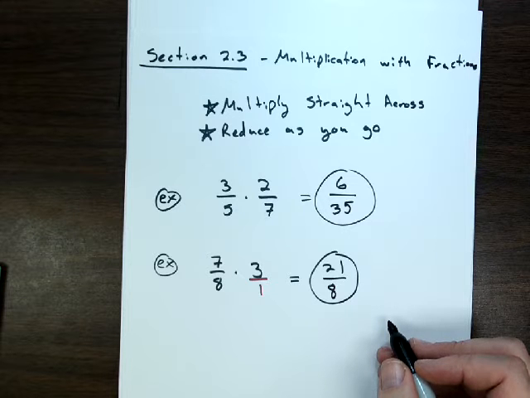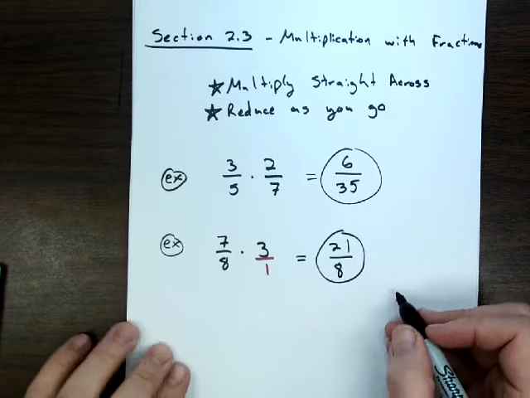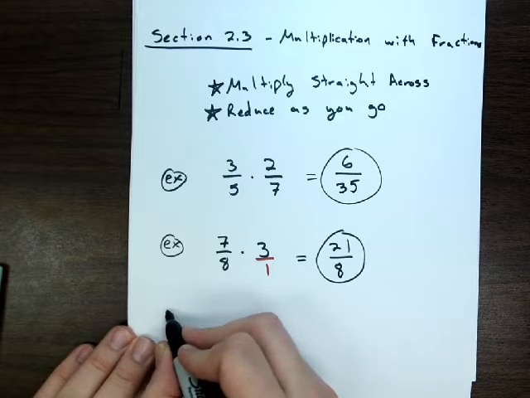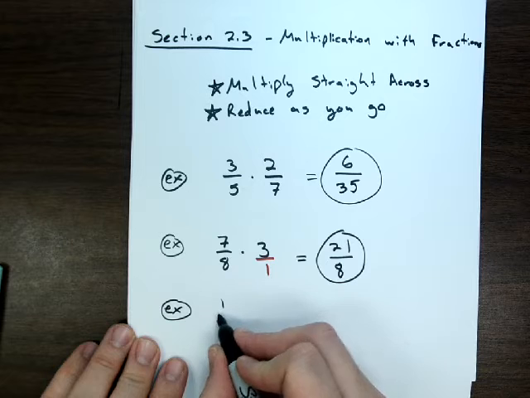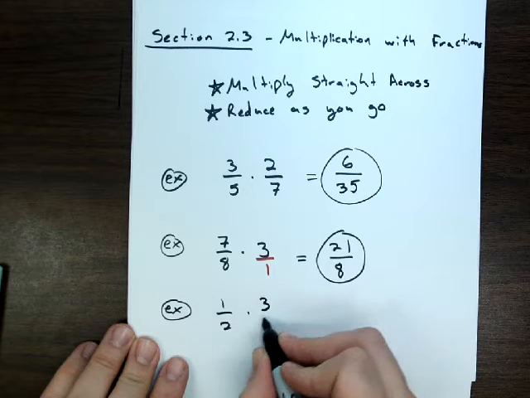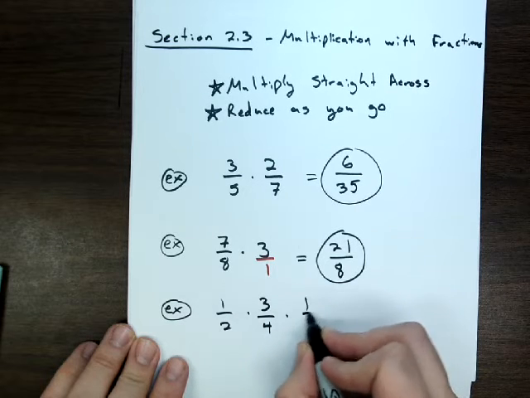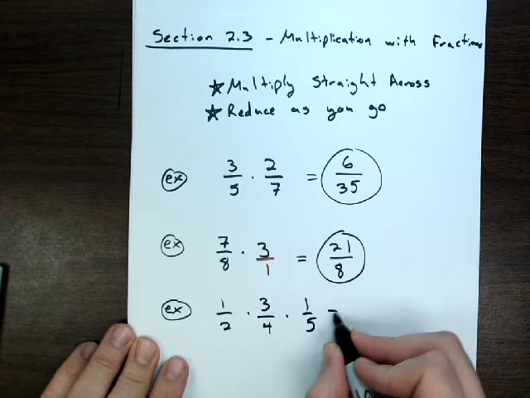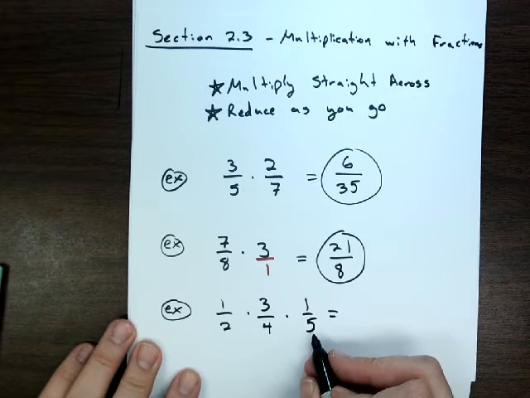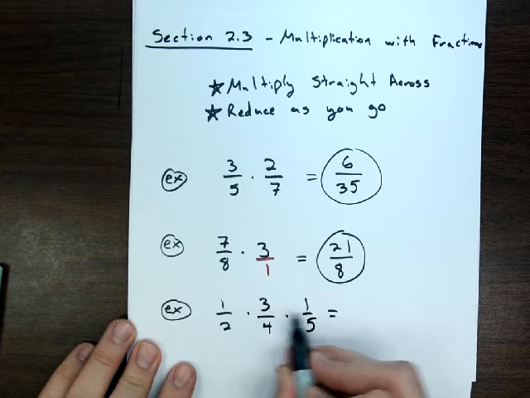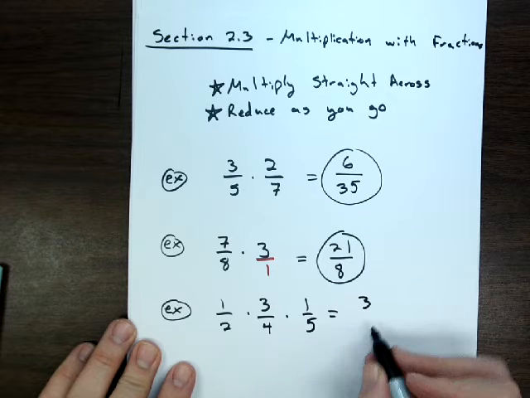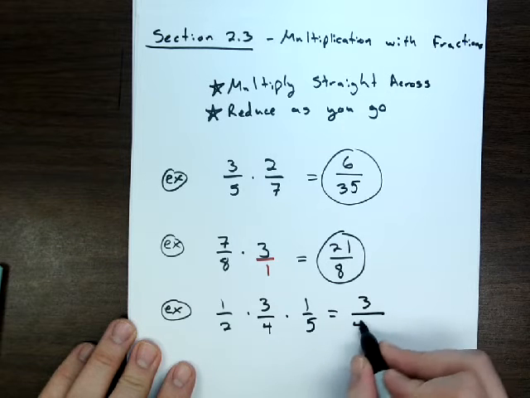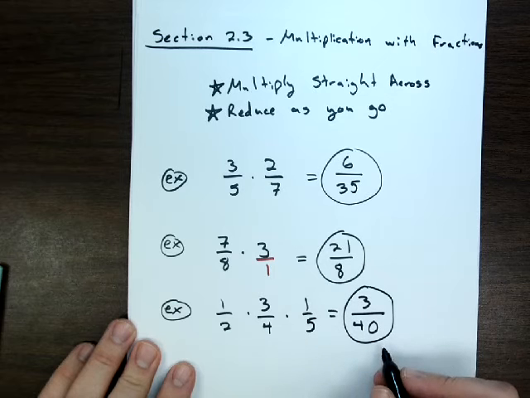We can do this with multiple fractions. Let's show you multiple fractions. Say we've got something like 1/2 times 3/4 times 1/5. We're just going to go ahead and multiply straight across. 1 times 3 is 3, times 1 is 3. 2 times 4 is 8, times 5 is 40. We can multiply straight across.